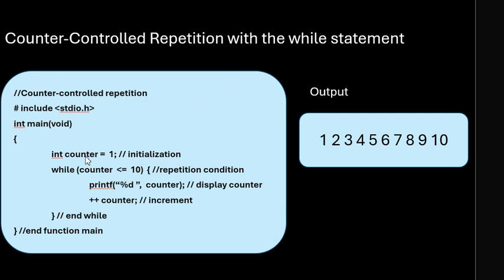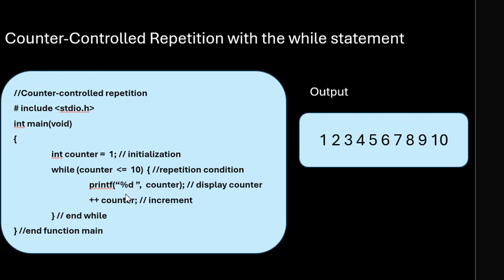Now here count is set to 1. Then in the while statement, we check whether count is less than or equal to 10. Yes, 1 is less than 10, so we go inside the loop. Then we have to print the number, print the counter. Then we have to increment the counter by 1.